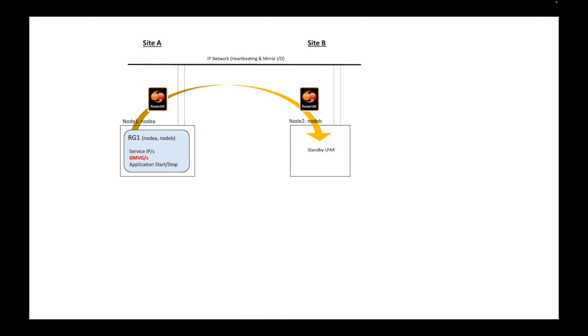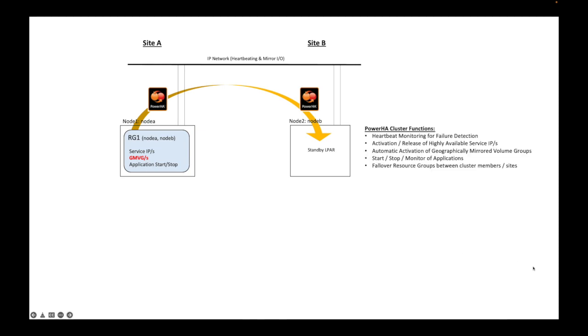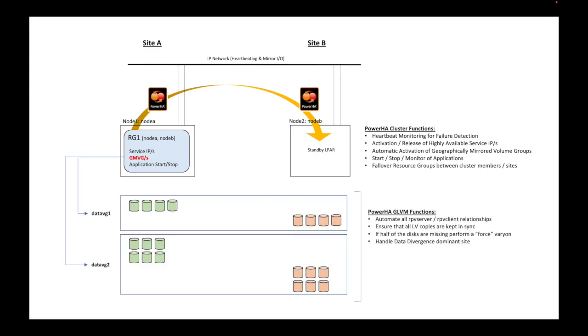And then your application. So your application controller is going to manage the start and stop of your application, whether it's being hosted on the left-hand side or the right-hand side. So if you look at the PowerHA base cluster functions, it's doing all those things. It's monitoring the environment for failures, allowing the automated failover, controlling the start and stop of your application. But if we were to look at the part that we care about as far as GLVM is concerned, now we can start seeing that we have some local disks and some remote disks that comprise our data volumes.